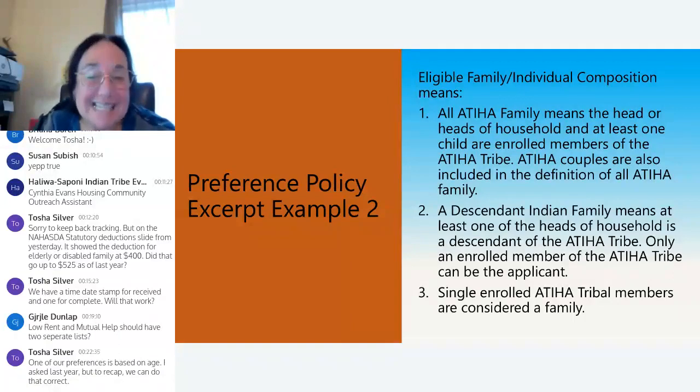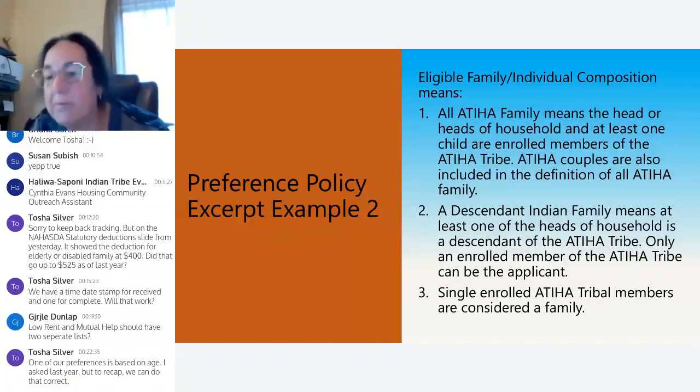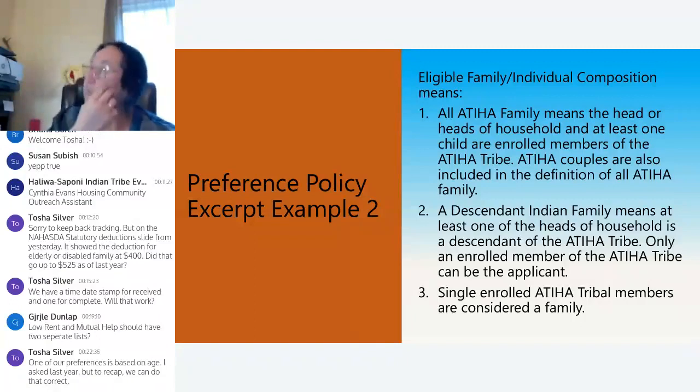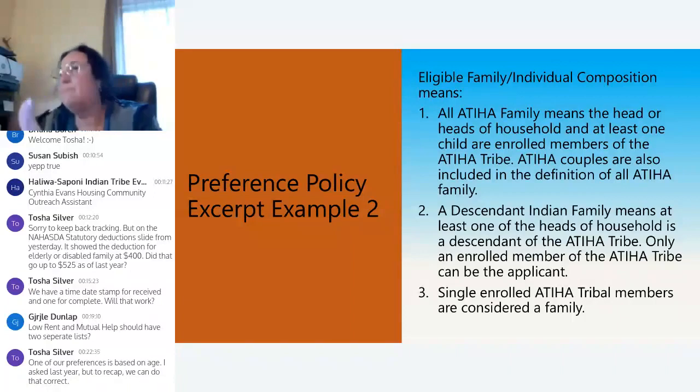A descendant Indian family means at least one of the heads of household is a descendant of the ATIHA tribe. Only an enrolled member of the ATIHA tribe can be the applicant. So there's some tribes that really, really limit their membership. But you will have people in those areas that don't qualify as a tribal member, but they're described as a descendant of, so.